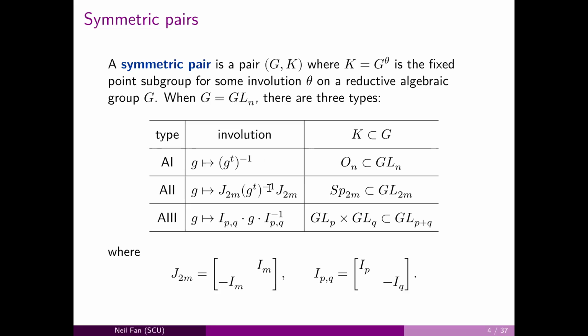For type A2, we can obtain the fixed point subgroup, the symplectic group Sp_2m, by using the transpose and J_2m. And for type A3, we use I_{p,q} as a conjugation, and the fixed point subgroup is GL_p cross GL_q. So these are the three classical types of symmetric pairs.